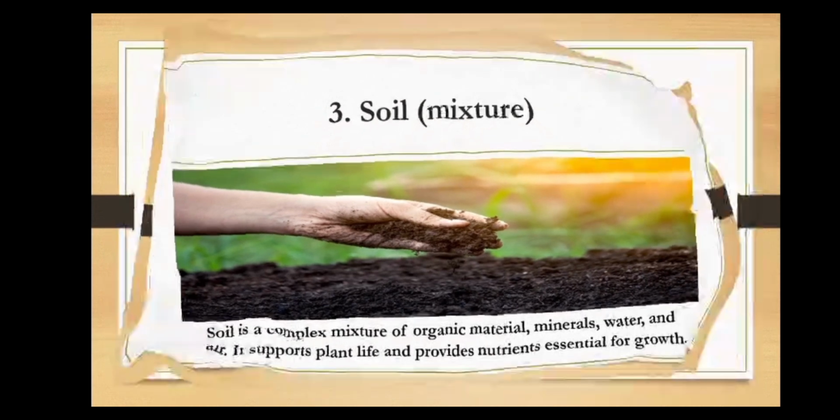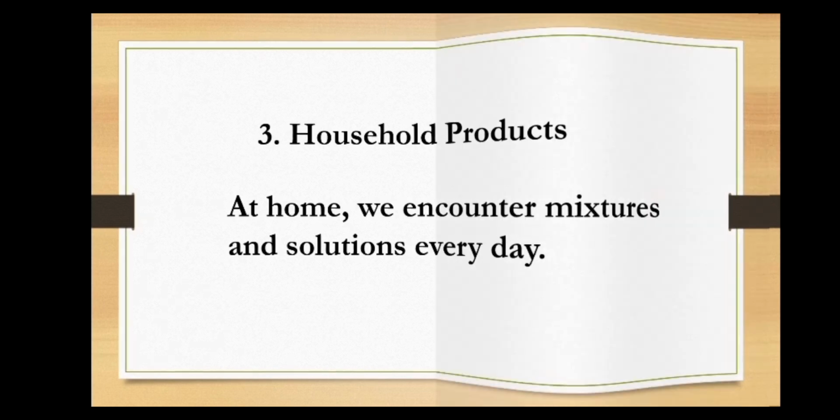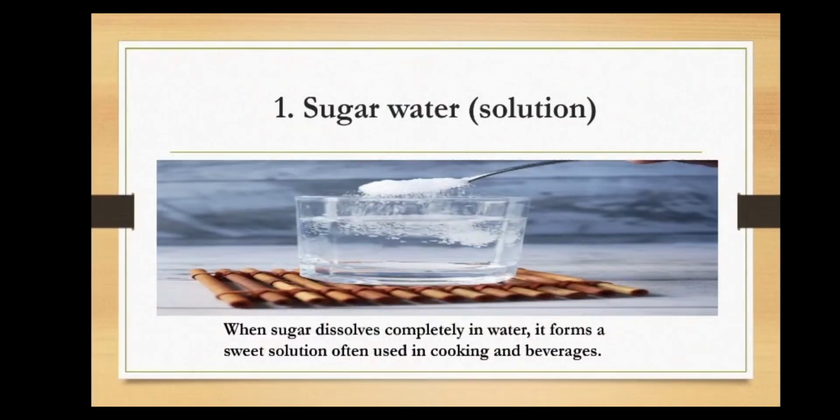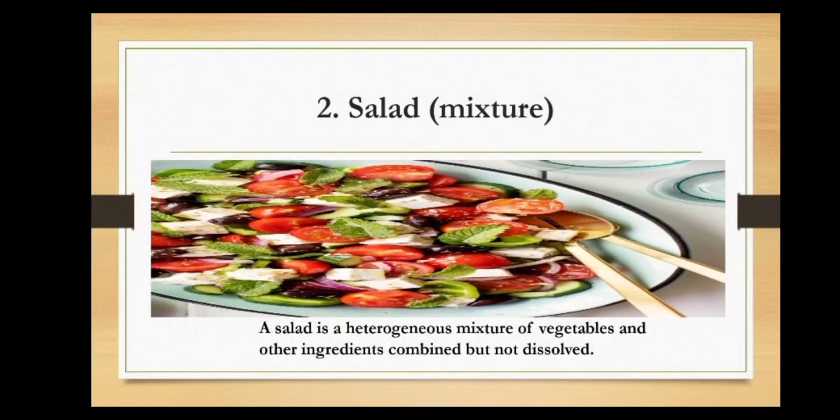So number 3 is household products. At home, we encounter mixtures and solutions every day. So number 1 is sugar water. Sugar water belongs to solution. When sugar dissolves completely in water, it forms a sweet solution often used in cooking and beverages. Number 2 is salad. So salad belongs to mixture. A salad is a heterogeneous mixture of vegetables and other ingredients combined but not dissolved.